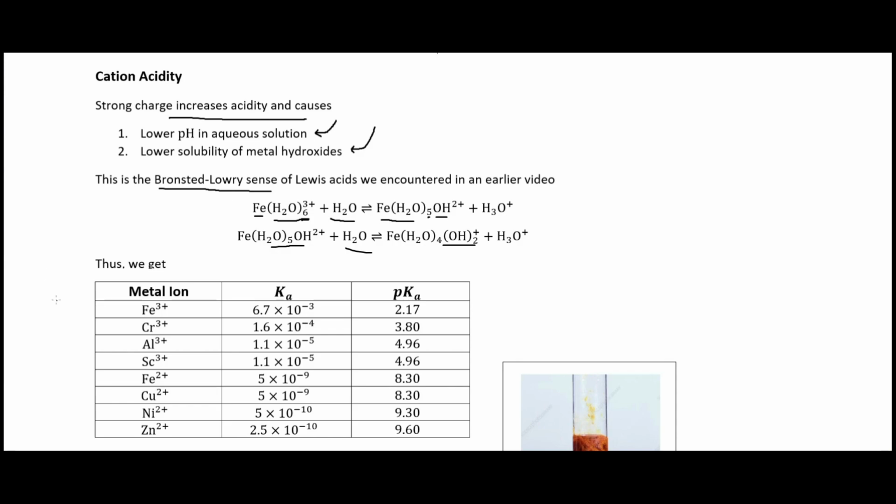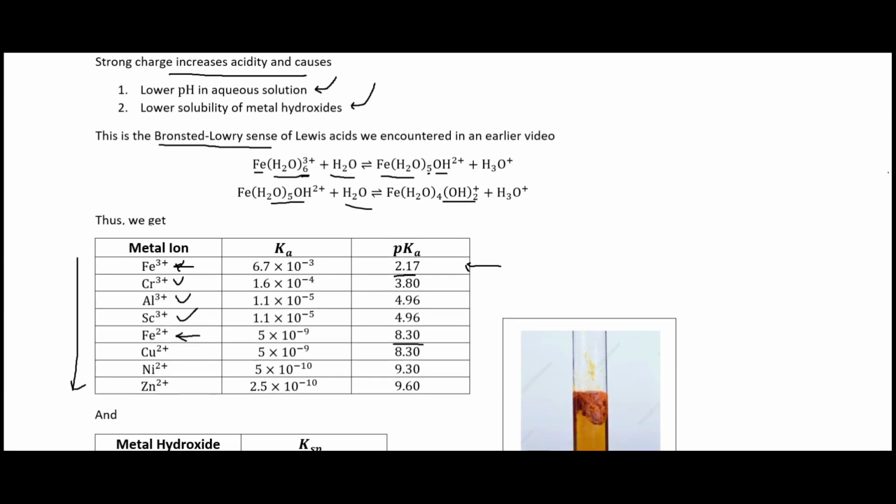And so we see that as we go down this list, we are getting less and less acidic. And so these 3 plus ions here are more acidic, so we see we have this low pKa. Then when we get to the 2 plus version, so this is the 2 plus iron here and the 3 plus iron here, the 3 plus is more acidic than the 2 plus. Then we go on down the line here, getting less and less acidic.